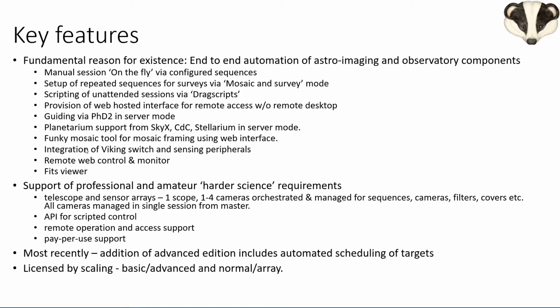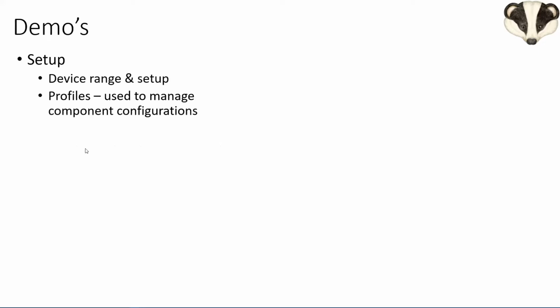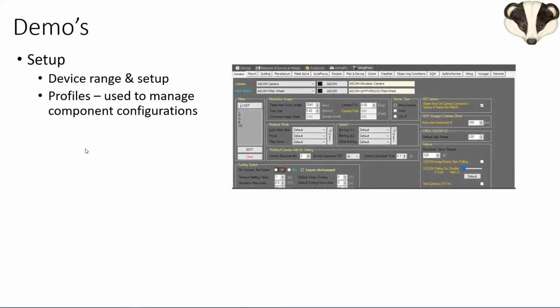So what does it look like? It looks like this, and I'll jump into a live demo in a moment. As you might imagine, it consists of a range of setup items, and on the picture you can see pretty much all the objects that you want to manage in terms of managing your telescope and its supporting services.